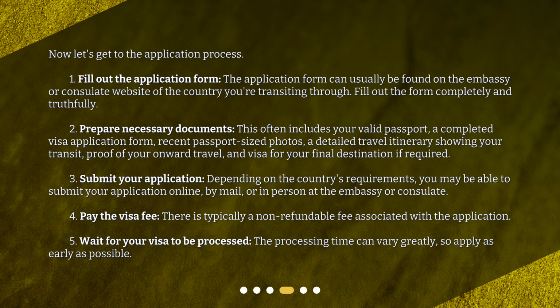3. Submit your application. Depending on the country's requirements, you may be able to submit your application online, by mail, or in person at the embassy or consulate. 4. Pay the visa fee. There is typically a non-refundable fee associated with the application. 5. Wait for your visa to be processed. The processing time can vary greatly, so apply as early as possible.